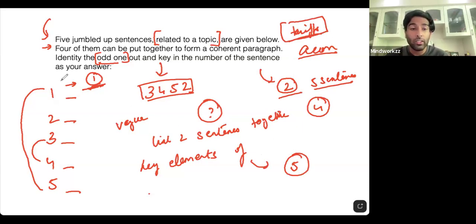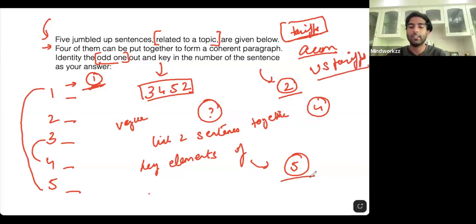But maybe the difference will be that the 4 sentences taken from paragraph 2 talk specifically about US tariffs, and the 5th sentence, taken from paragraph 5, is talking about tariffs on India, which would make it the odd one out. Or it could be something else as well.